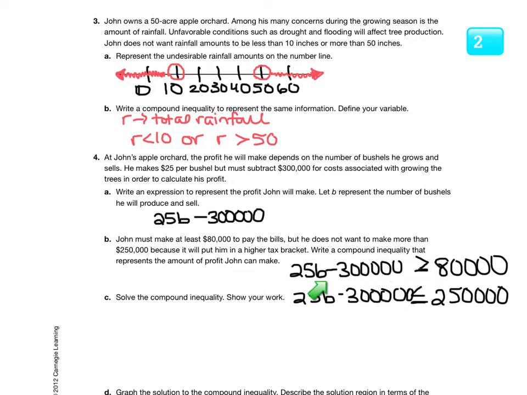Okay, now think about this. This is the least amount he can make, and this is the greatest amount he wants to make. So this expression falls in between these two amounts, which means I can take these two amounts and write it as a compound inequality. So 80,000, the least he can make, is less than or equal to 25B minus 300,000, which is less than or equal to 250,000, the most he wants to make. $250,000 is okay, but anything more than that would put him into a higher tax bracket.